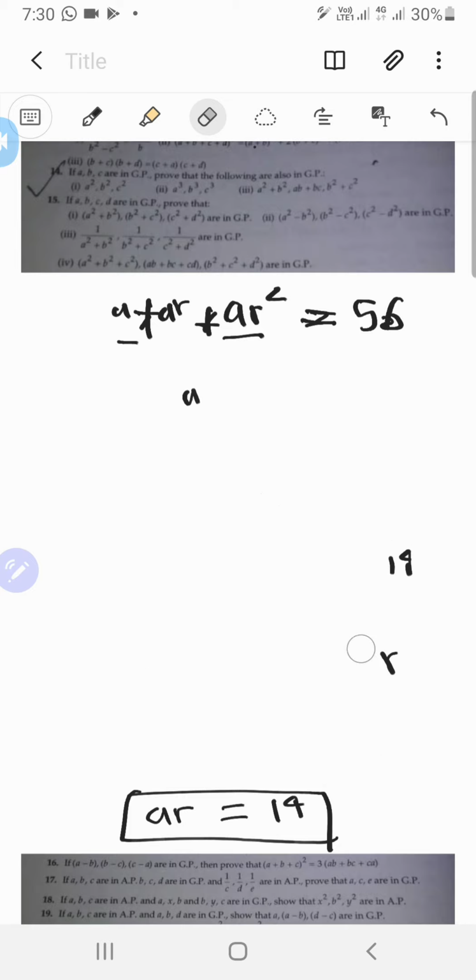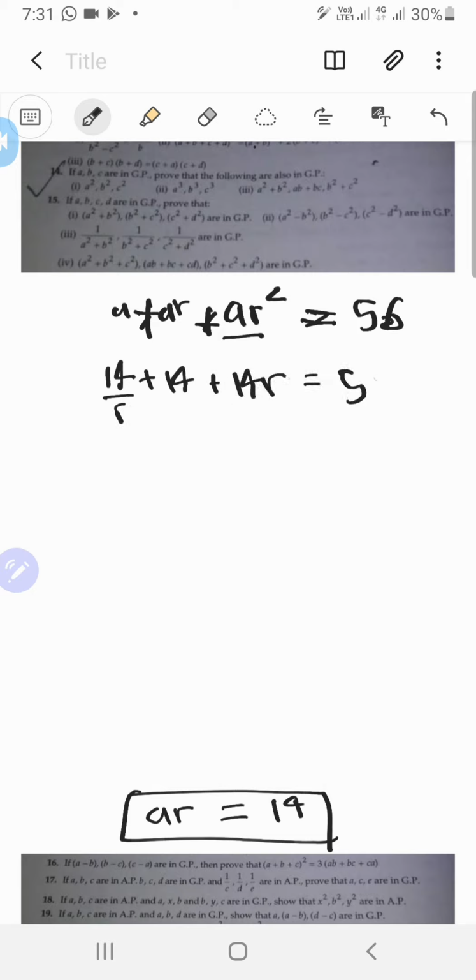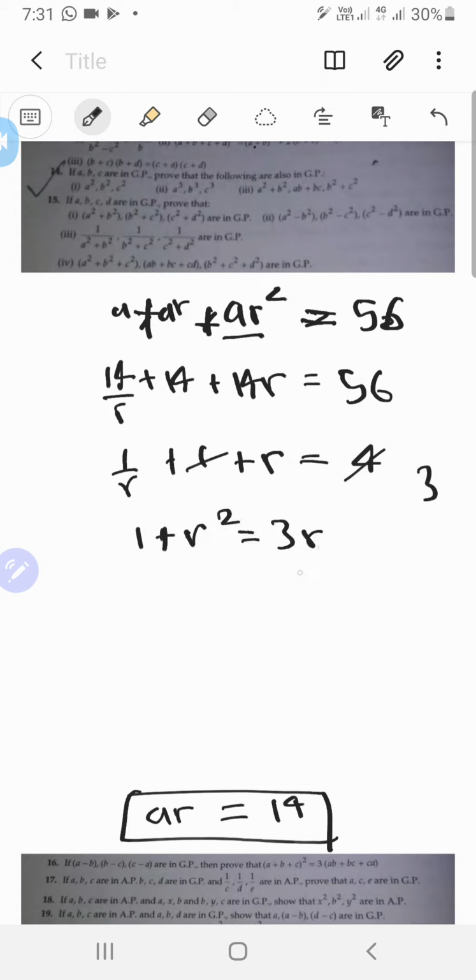So at least we know that the middle term is going to be 14. Okay, so the middle term is 14, which means the previous term is 14 upon R, and the next term is 14 into R, which equals 56. Now we are very near to finding the ratio. So 1 upon R plus 1 plus R is equal to 56 upon 14, which is 4. So this becomes 3. So you get 1 plus R squared equals 3R.